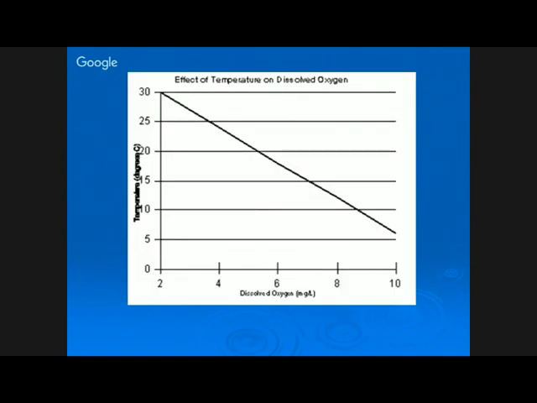Next, as I have already explained, the effect of temperature on dissolved oxygen. As the temperature increases, dissolved oxygen decreases. As you see in this graph, as the temperature goes on increasing, the DO level goes on decreasing. So hence the temperature of any water is required to be controlled.